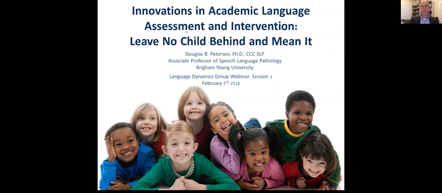Today, we're just going to do a brief overview of how we might be able to actually not leave very many children behind and mean it. And I really like this title, even though it's really outdated in a sense, because nobody talks about leaving no child behind anymore. But I think conceptually it still works perfectly, and it relates very much to the research that we've been doing here at BYU and at the University of South Florida with Trina Spencer. So I'm hoping that today is helpful to you, and we're just going to get started.